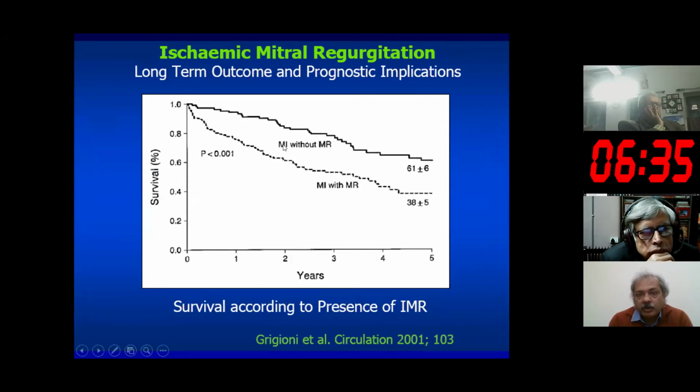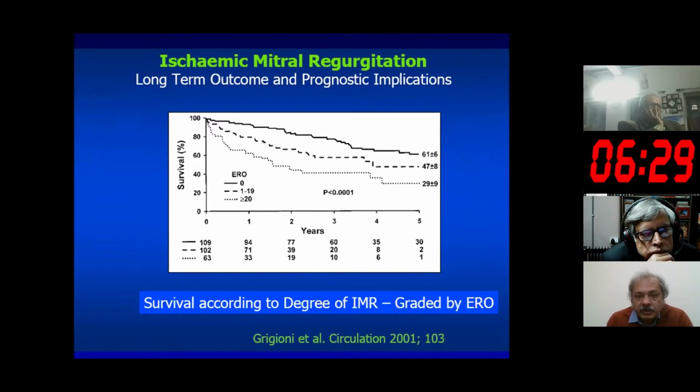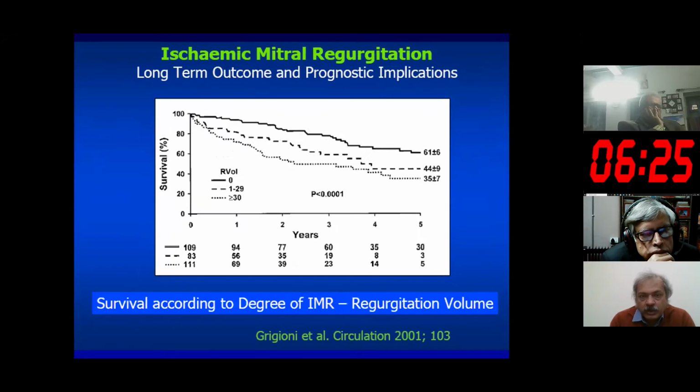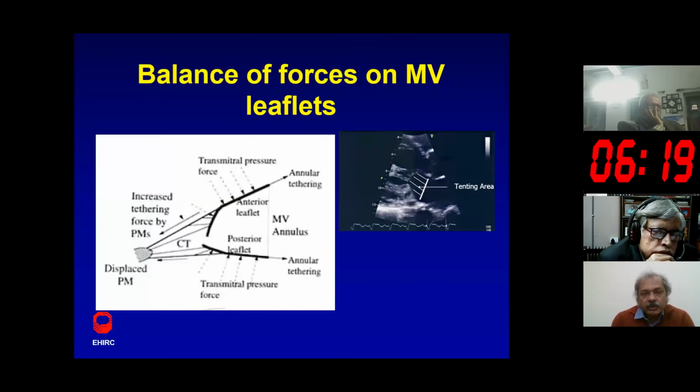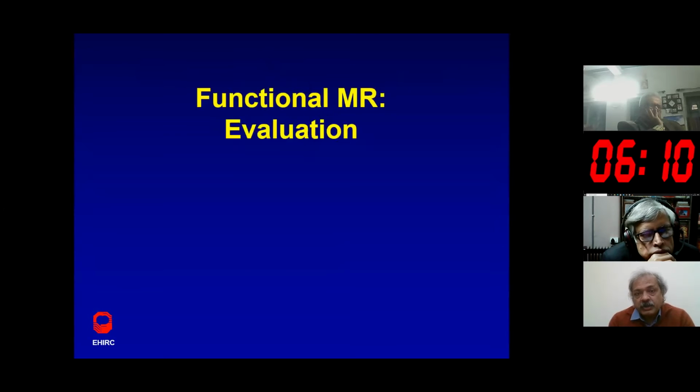MI with or without MR, the survival is lesser if there is an ischemic mitral regurgitation. With increasing degrees of ERO, the survival is worse. Similarly, if you have higher regurgitant volumes, obviously the survival is worse. Now, there is a certain balancing of forces of the mitral valve leaflets, and this is what is important when you are trying to capture the events.